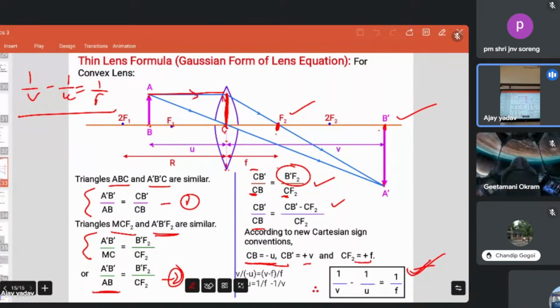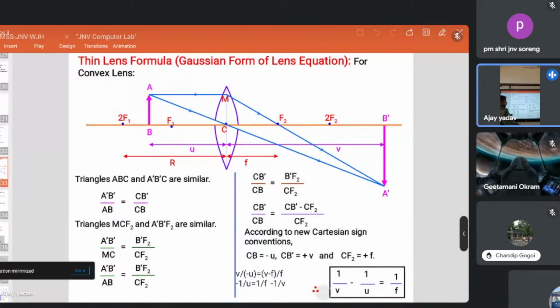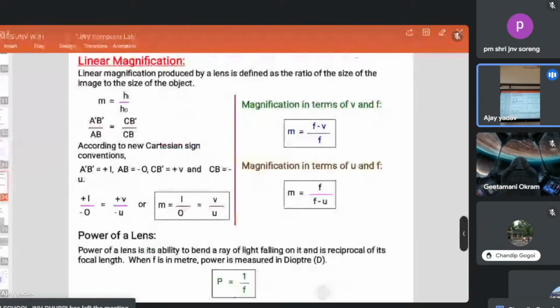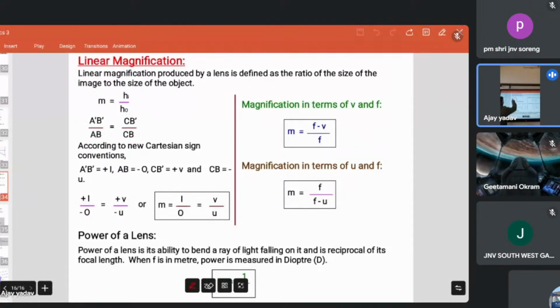Now we are moving to our next topic, lens formula for concave lens. You can derive the lens formula for concave lens. It will also be similar: 1 by v minus 1 by u equals 1 by f. Then comes linear magnification. Magnification is again height of image upon height of object. You can write plus v by u.